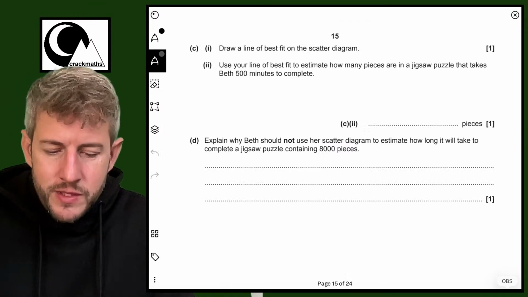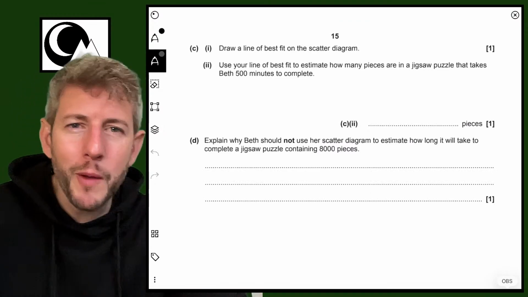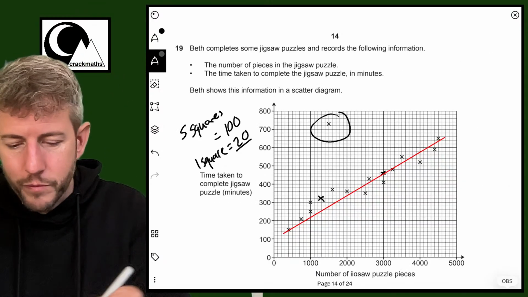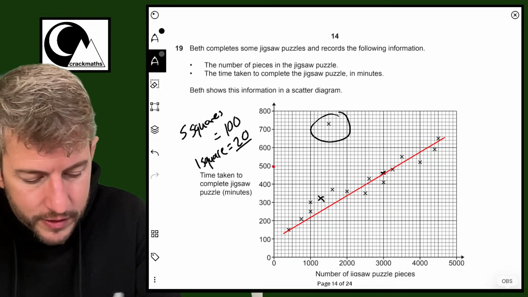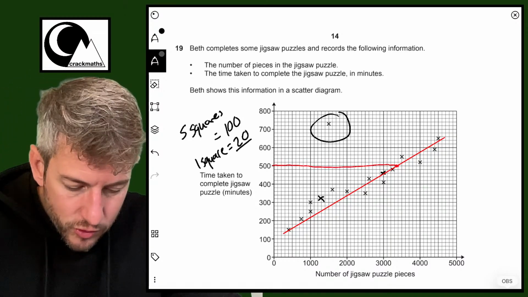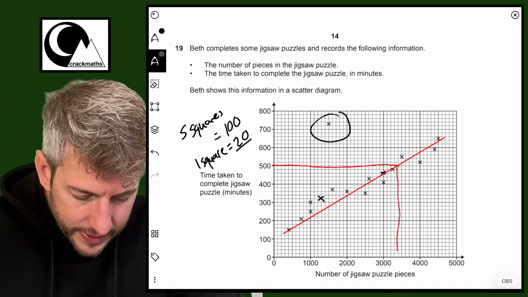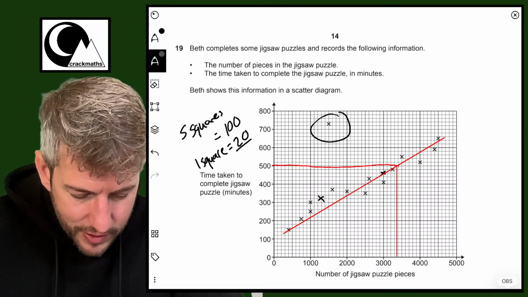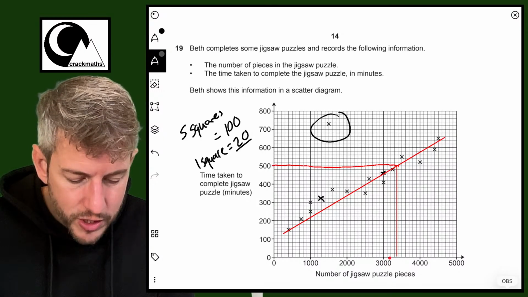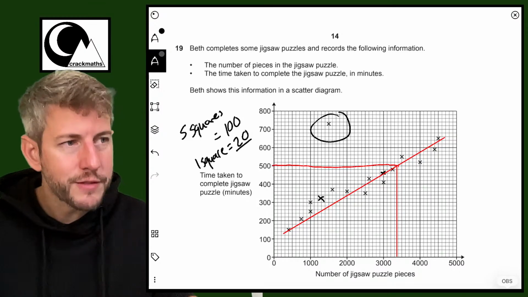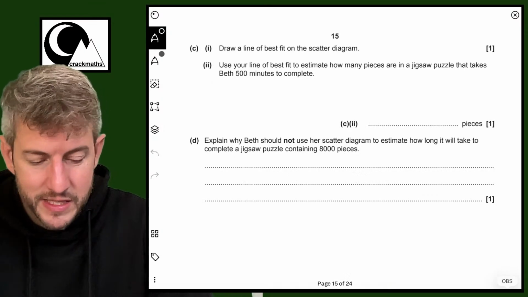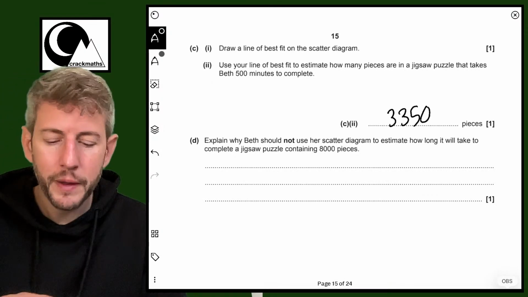Right, next question. Use your line of best fit to estimate how many pieces are in a jigsaw puzzle that takes Beth 500 minutes to complete. So 500 minutes is here. You need to draw these lines on because that's what they want to see. So draw to here and then draw down to here. Oh, it's quite a messy line. You should use a ruler. I'm going to say that this is 3,000 and 100, 200, 300. It looks like 3,350 to me. So I'm going to write that down. There's going to be a leniency with this. But there we go.